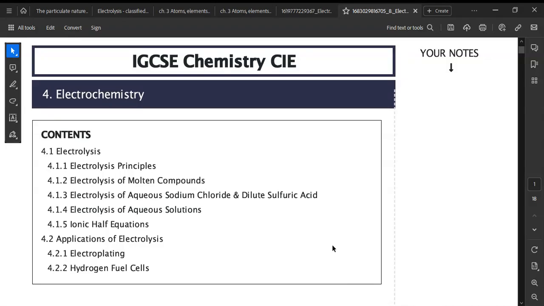This is IGCSE Chemistry, CIE, and today we'll be looking at electrochemistry.